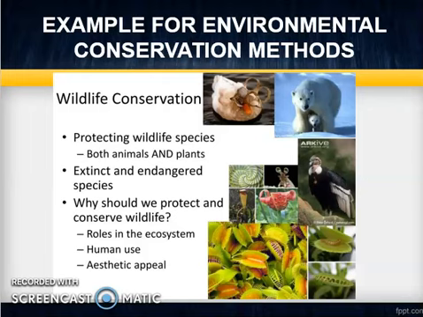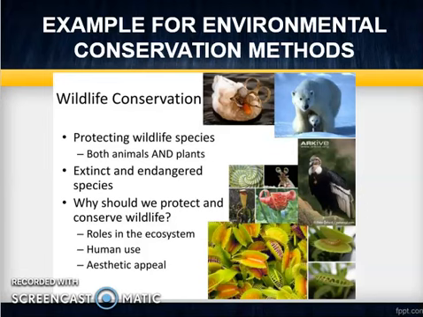Based on this slide, we also want to protect other organisms, which are the extinct and endangered species. What is important about this wildlife conservation method? The important thing about this method is that it has a role in the ecosystem. It can be used for human interest or need, and lastly, for aesthetic ideas.